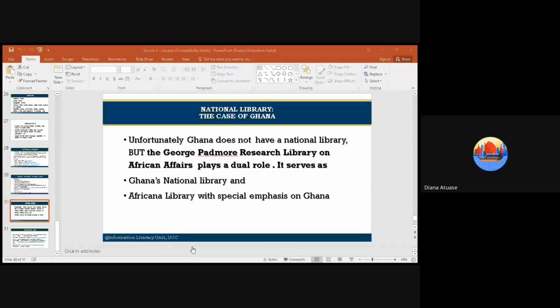I don't have much knowledge on why they have not been able to establish a national library, but there's a library that is acting as one. So for now, we can say there's a library that is acting as a national library, but there's no national library in Ghana. So that is it. Thank you. I don't know whether it's finances. I can't tell, but there's the issue.